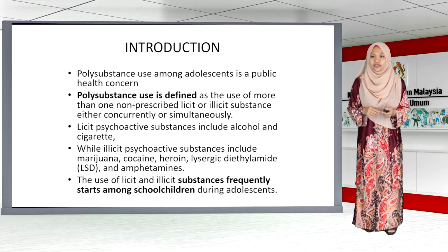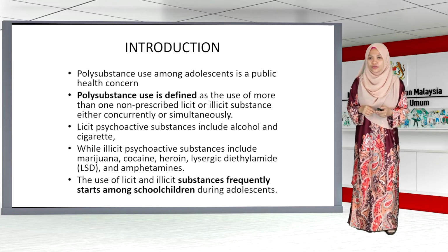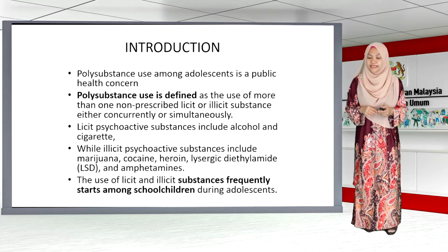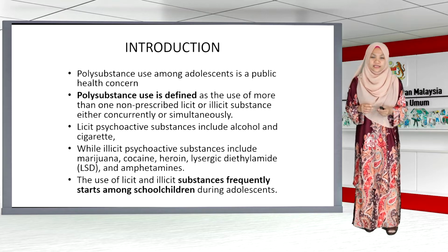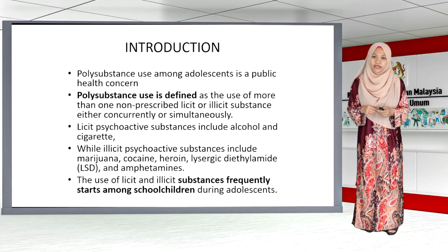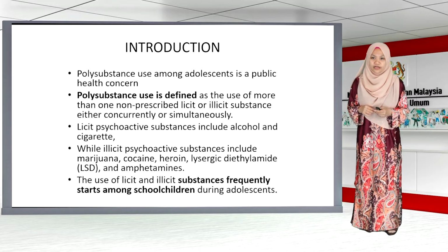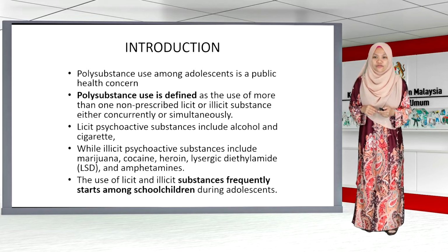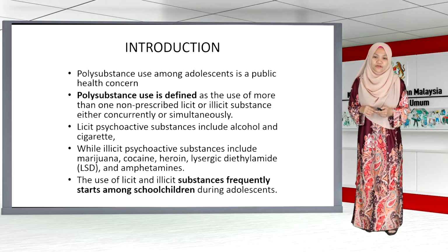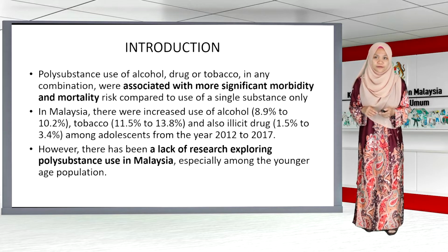As an introduction, polysubstance use is defined as use of more than one non-prescribed licit or illicit substance, either concurrently or simultaneously. Licit includes alcohol and cigarettes, while illicit includes drugs such as marijuana, cocaine, heroin, and amphetamine. The use of illicit and licit substances frequently starts from school age, during adolescence.